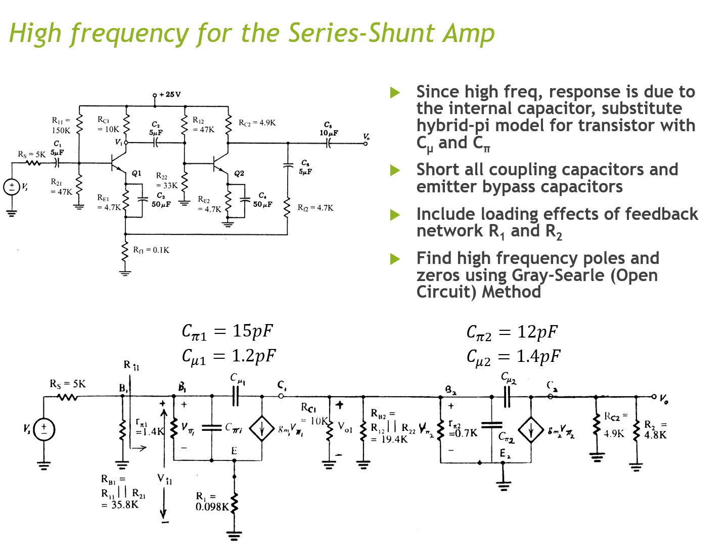Okay, now how can you find the high frequency portion of your amplifier? Since the high frequency response is mostly due to the internal capacitors, you can substitute the hybrid pi model for the version that has C mu and C pi, and you can short the coupling capacitor and emitter bypass capacitor.